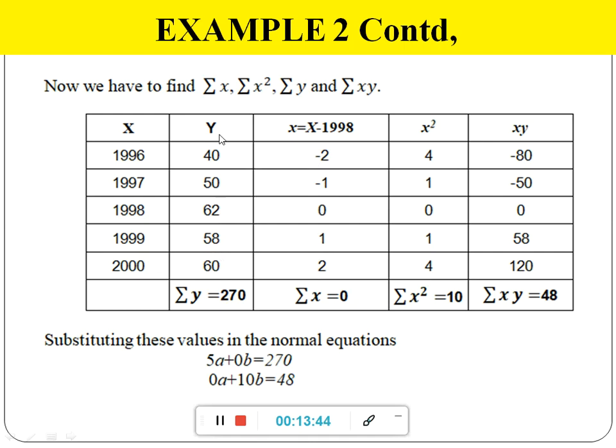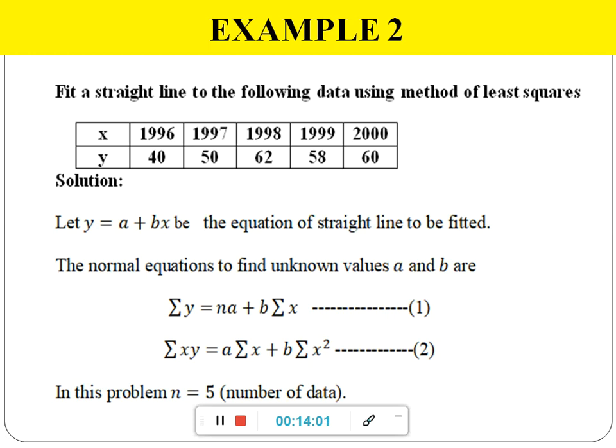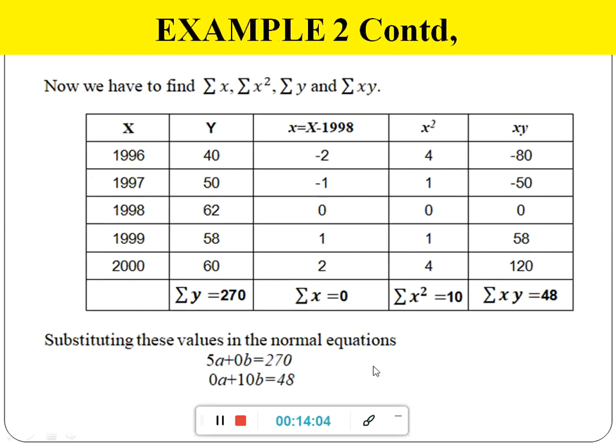If we add all the values in the y column, we get summation y equal to 270. If we add all the values in the x column, we get summation x equal to 0. Similarly, summation x square is 10, summation xy is 48. Now substitute these values in the normal equations. We get 5a plus 0b equal to 270, 0a plus 10b equal to 48. We can easily find the values of a and b.